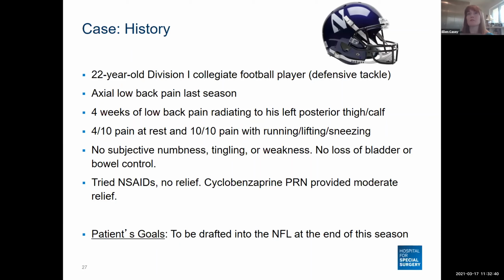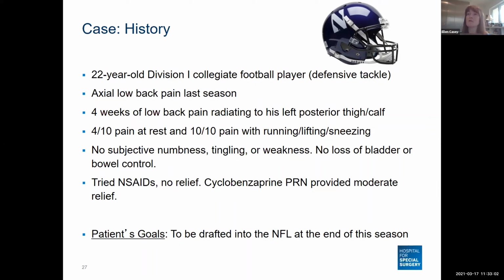So when I first met this patient, he is a 22-year-old Division I collegiate football player. His position was defensive tackle. He had reported that he had a history of back pain last season. He said it was just in the back, no radiation previously. But then 4 weeks prior to when he presented, he developed the back pain again because it kind of came and went.